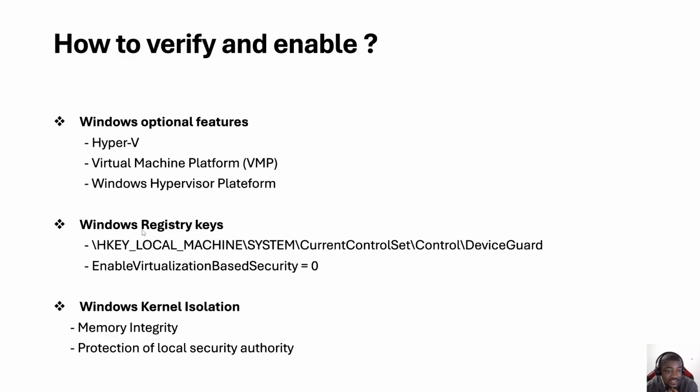Also, we need to check the Windows registry to make sure that on this key, Enable Virtualization Based Security, the value is set to 0. The last level of verification is the Windows kernel isolation under Windows 11. You check the memory integrity and disable it, so that you also disable the protection of the Local Security Authority.